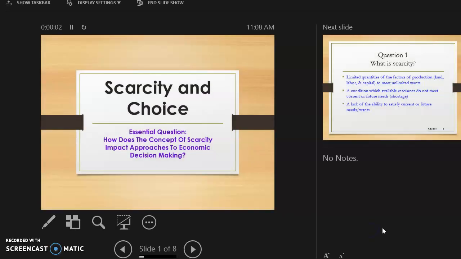Good morning. Today our lesson is going to be one of the first things that we learn about when we start talking about economics, and that is scarcity and choice. It is not a difficult concept for you guys to get because it's something you deal with all the time. But we're going to relate it to how scarcity impacts approaches to making economic decisions.